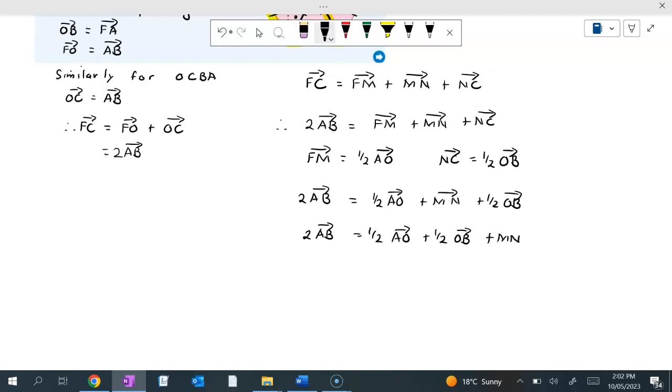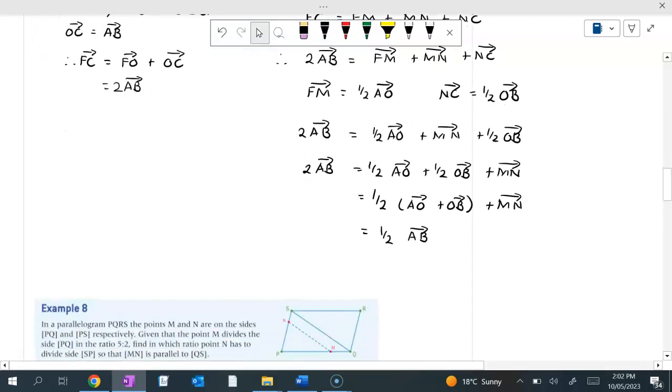Then I can take the half out as a common factor, and I have AO plus OB. And if you go back to look at the diagram, AO plus OB is just the vector AB. And so from there, I can just do 2 lots of AB, take a half of AB, gives me 3 on 2 lots of AB is equal to MN. And so we've shown that.